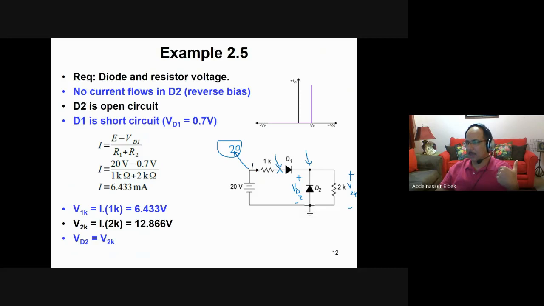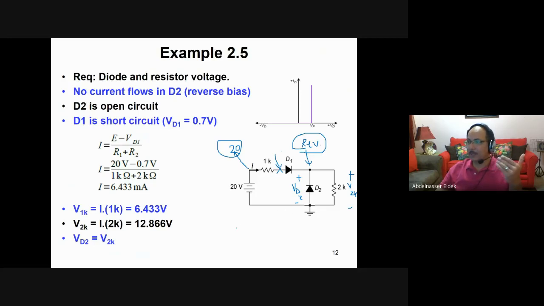But let's see here how we do this. Of course, here you can't do that. Let's see. First, you can say, what is this voltage here? This is actually not forward bias. So this is actually reverse bias. So this one is reversed. Since this one is reverse, D2 is acting as an open circuit.